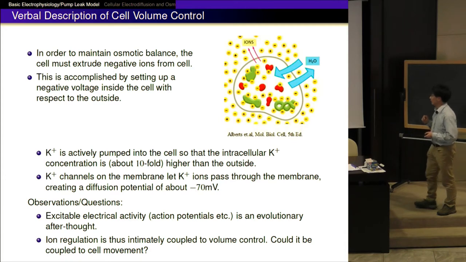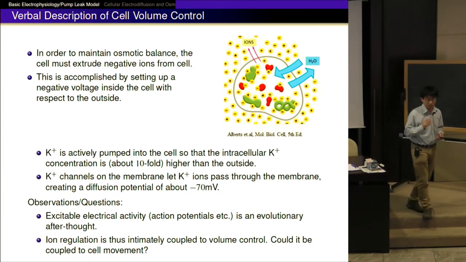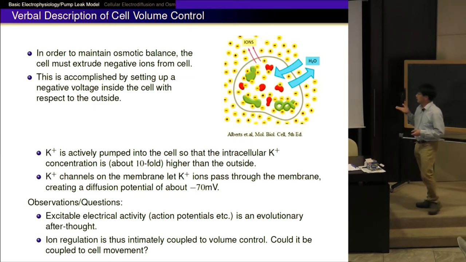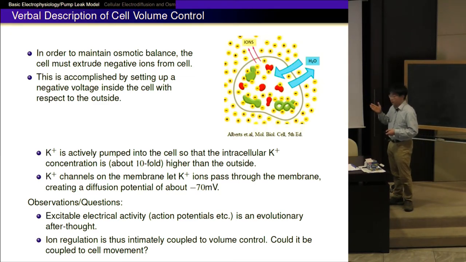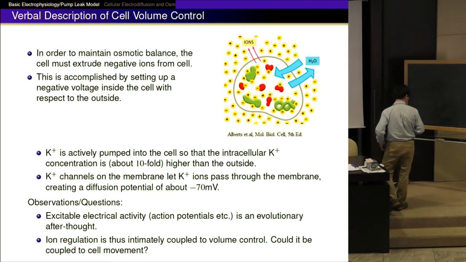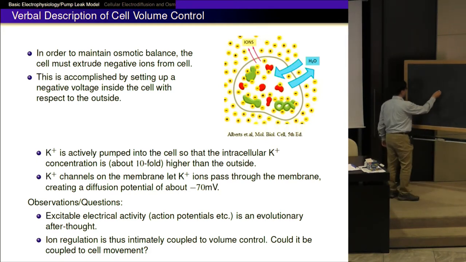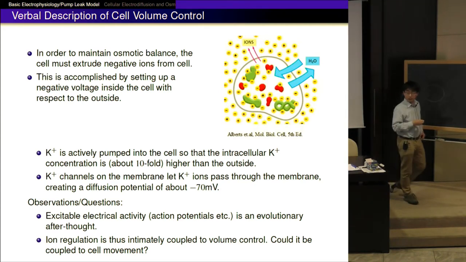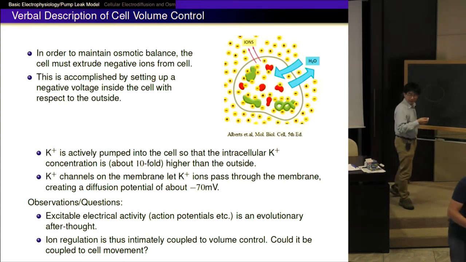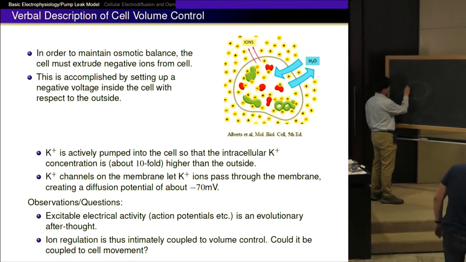Okay. So another question, the second bullet point that I will return to later on: ion regulation, as we just saw, is very closely related to cell volume control. Right? Now what does this mean? So what could this mean? Could this mean, let's say I have a cell, then if I can increase the volume of my cell over here and decrease it over here.